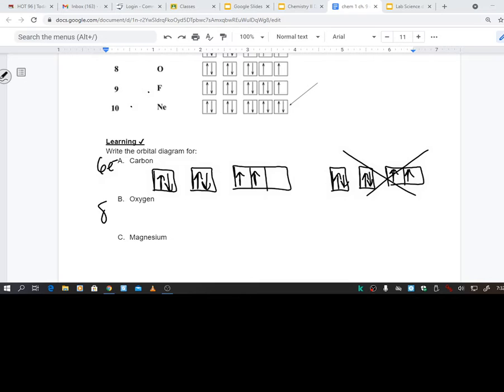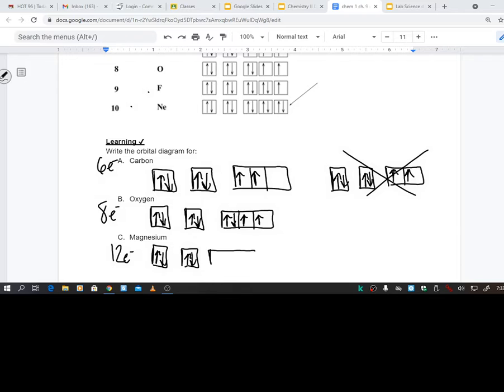All right, oxygen. Oxygen has 8 electrons. So I'm going to go 2, 4, here's my p, 5, 6, 7, then come back and share 8. Magnesium has 12 electrons. So I'm going to go, there's 2, there's 4, 5, 6, 7, 8, 9, 10.